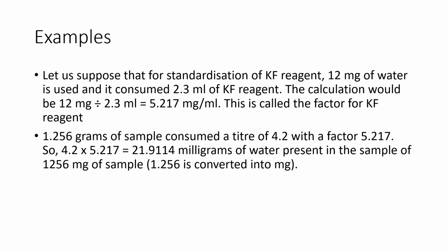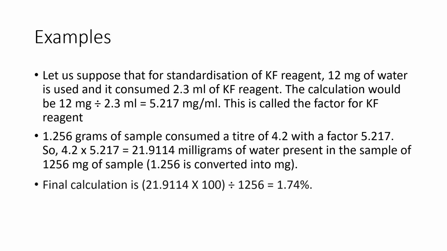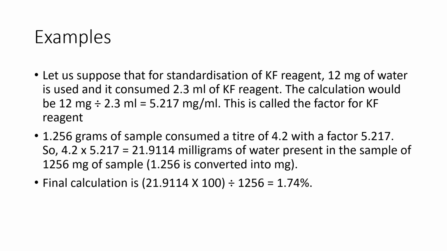Now let us suppose another example where 1.256 grams of sample consumed a titer value of 4.2 ml with a factor of 5.217. So the calculation will be 4.2 into 5.217. That will be 21.9114 milligrams of water present in the sample of 1.256 grams, which is converted into 1256 milligrams. So the calculation would be 21.9114 into 100 divided by 1256. That will be 1.74%.